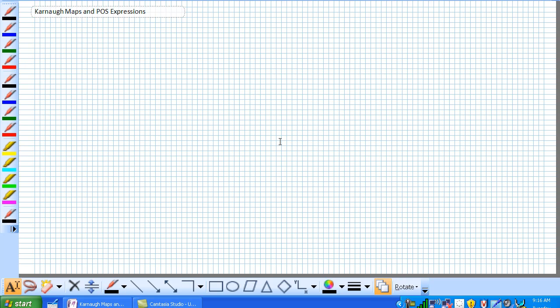Today we're going to discuss using Karnaugh maps and POS expressions. By now you should be pretty well versed in using the Karnaugh maps and the SOP expressions. POS expressions are exactly the same thing, except you're mapping zeros. I'll give you a Boolean expression, and we're going to figure out how to map it using a POS expression and the Karnaugh maps.